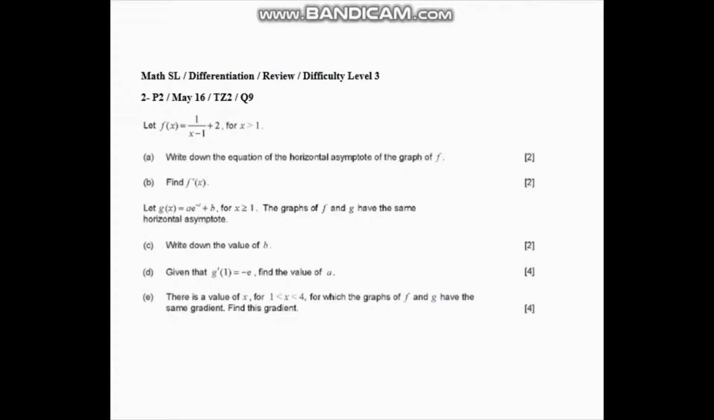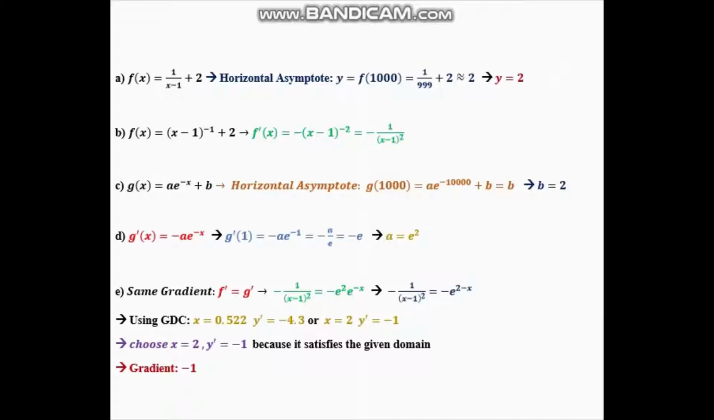You are required to find f dash of x, the derivative of this function right there. So I've rewritten the function in a slightly different way. Instead of 1 over x minus 1, I've taken the denominator to the numerator and I've switched the power from 1 to negative 1, because this is x minus 1 to the power of 1. So it became x minus 1 to the power of negative 1. This shall help me with the differentiation.